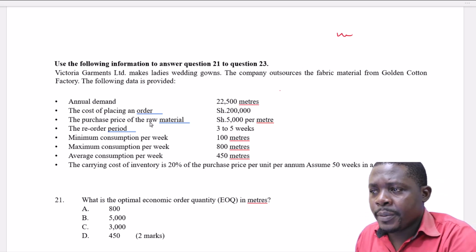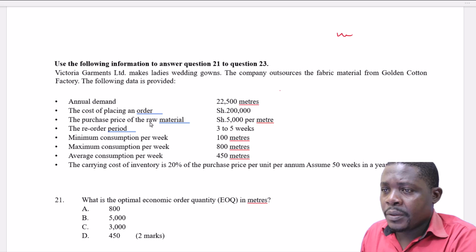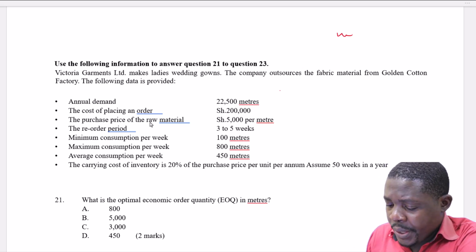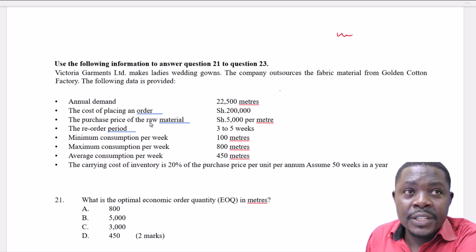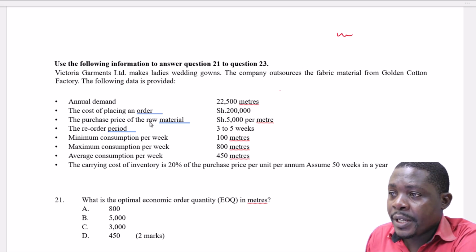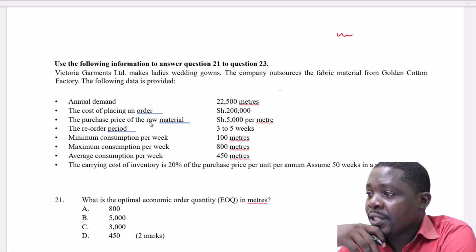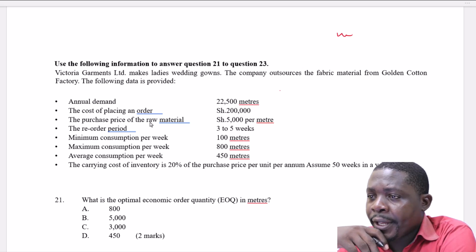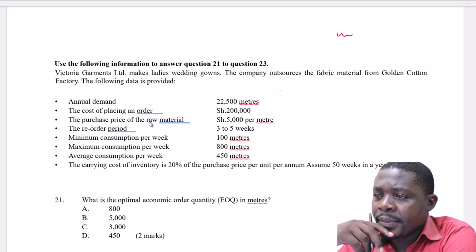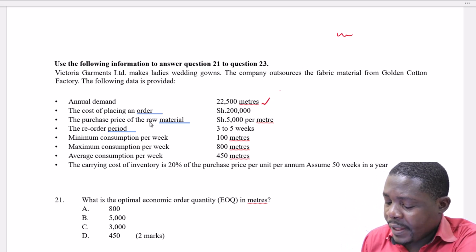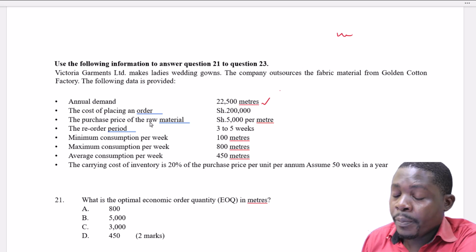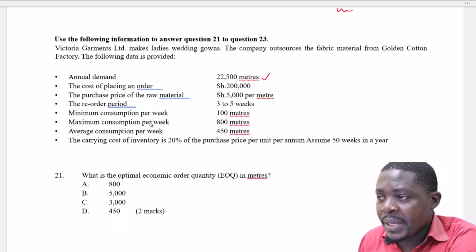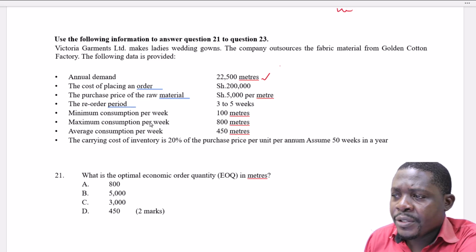Let's look at question number 21. Question 21 to 23. We are told that Victoria Garment Limited makes ladies' wedding gowns. The company outsources the fabric material from a cotton factory. The following data is provided. We have annual demand. Cost of placing an order, I have 200,000. The purchase price of the raw material is 5,000 per meter. The reorder period is 3 to 5 weeks.